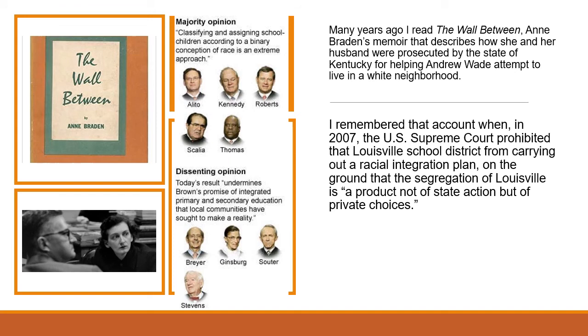So the reason that the Supreme Court argued against a racial integration plan in 2007 for JCPS was the argument that the segregation in Louisville, which is pretty extreme, is a product not of the state, but of private decisions. So the majority opinion was Alito, Kennedy, Roberts, Scalia, and Thomas saying that classifying and assigning school children according to a binary conception of race is an extreme approach. We can't do that. And then the dissenting opinion, which included Ginsburg, Breyer, Souter, and Stevens, said, today's result undermines Brown v. Board of Education's promise of integrated primary and secondary education that local communities have sought to make a reality.